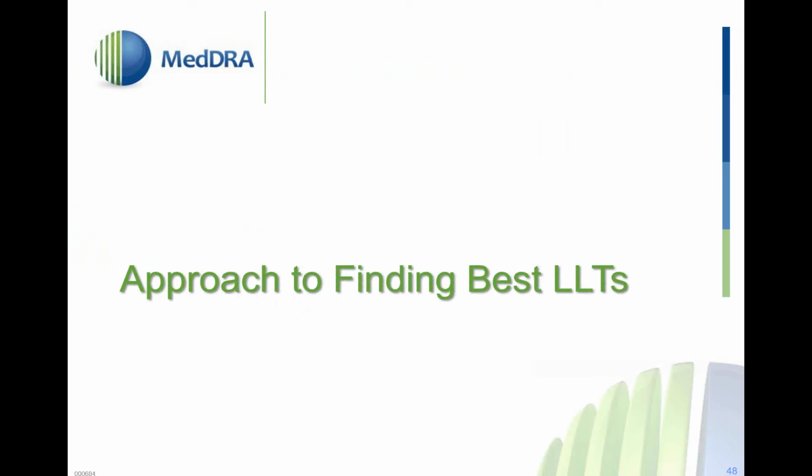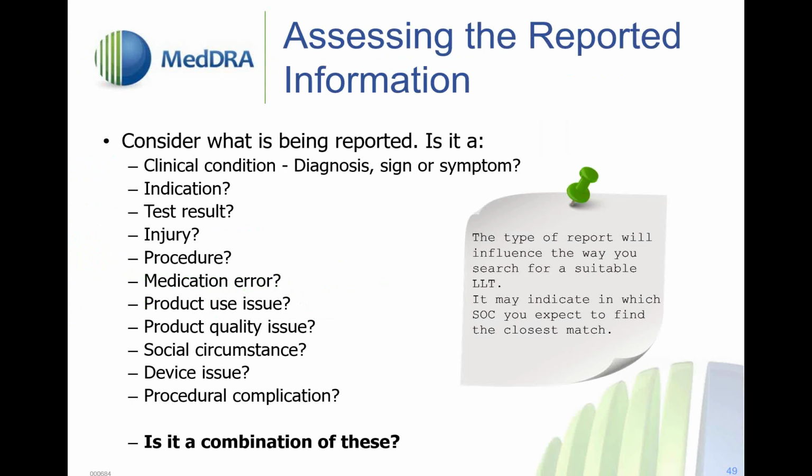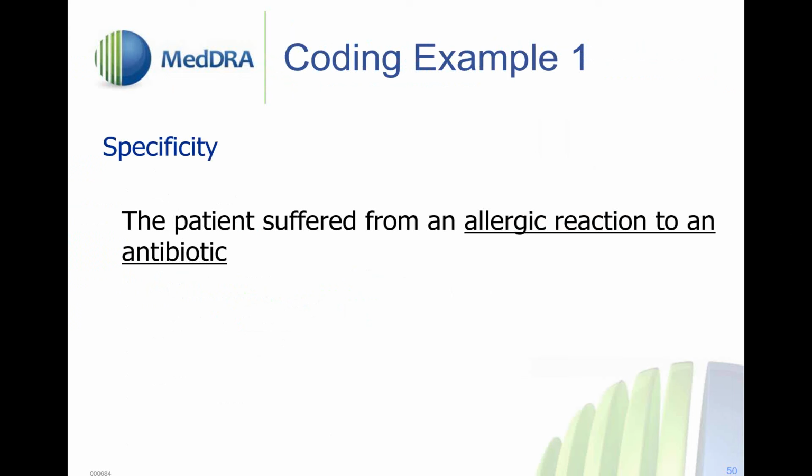So we're going to go over some examples on how you think through the terms when you're finding your best LLTs. You're going to ask yourself, what is the term that I'm receiving? Is it a symptom? Is it a test result? Is it a procedure? Is it a device issue? Is it a combination of multiple things together? So that will help you start thinking, which system organ class do I expect this term to show up under? So here's an example, and you're welcome to try on your end as well. See if you find the same one that I came up with.